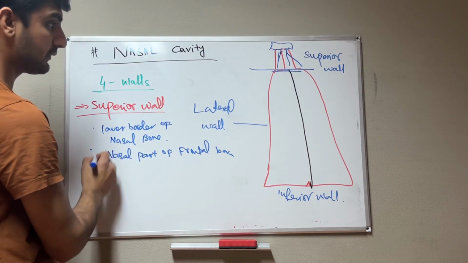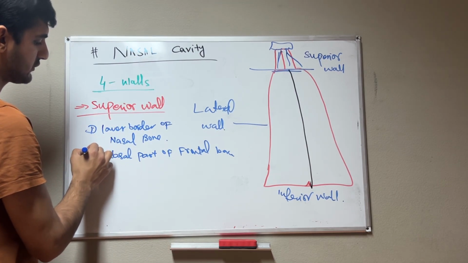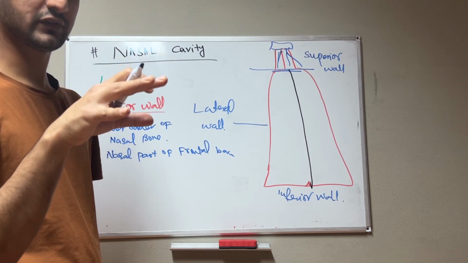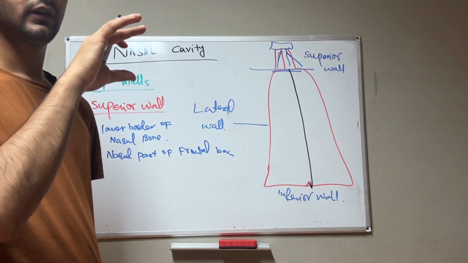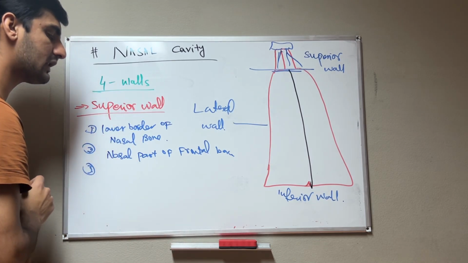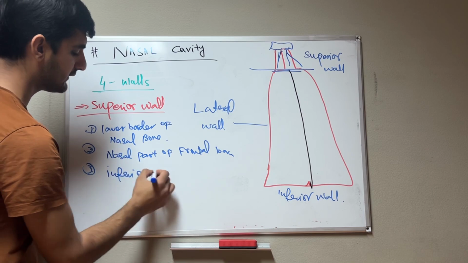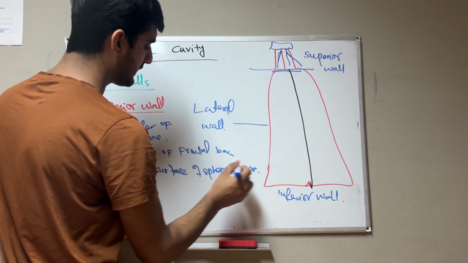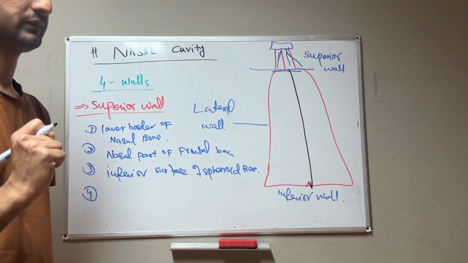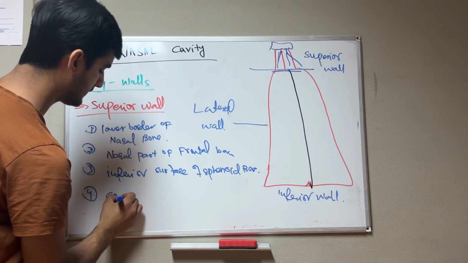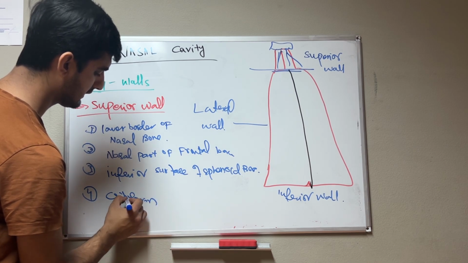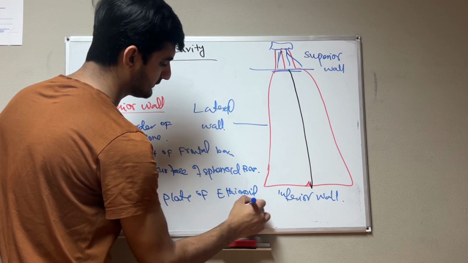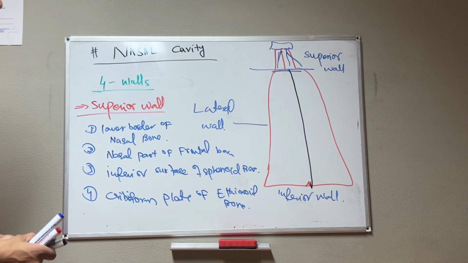So we have four formations in the superior wall. The third: do you remember, when we discussed the sphenoid bone, the body of the sphenoid bone has six surfaces? Here the inferior surface of the body of the sphenoid bone takes part. The fourth is the ethmoid bone, the cribriform plate, which is located in the horizontal plane. These are the four basic formations of the superior wall of the nasal cavity.